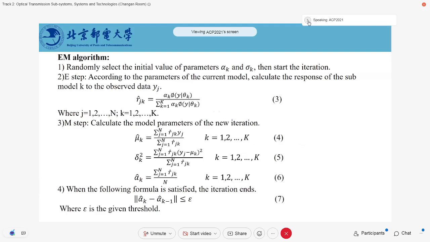The EM algorithm includes 2 steps, expectation step and maximization step. The EM algorithm works as follows. Firstly, randomly select the initial value of parameters fk and delta k, then start the iteration. E step is to calculate the response of the submodel k to the observed data yj according to the parameters of the current model. M step is to calculate the model parameters of the new iteration. Finally, when formula 7 is satisfied, the iteration ends. If formula 7 is not satisfied, turn to step 2 and continue iteration.